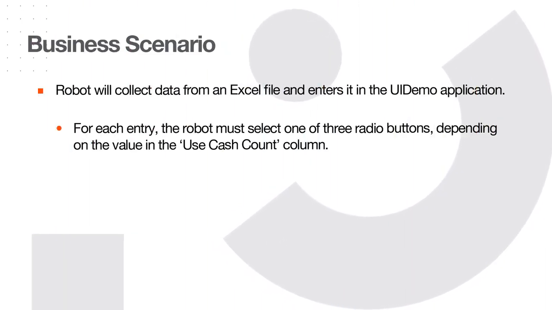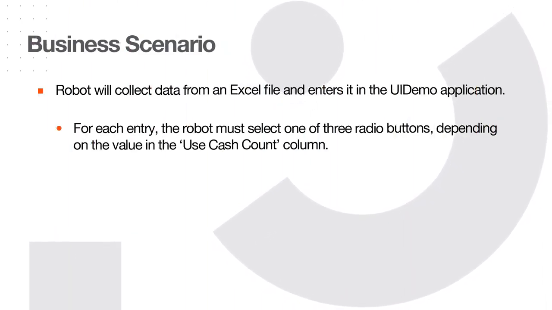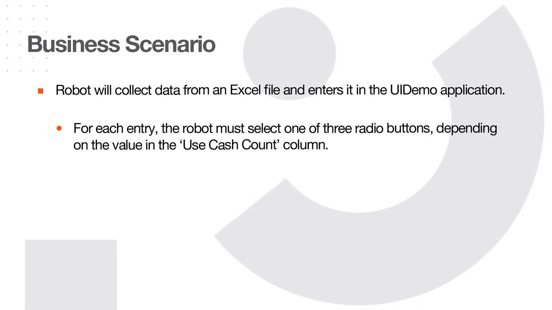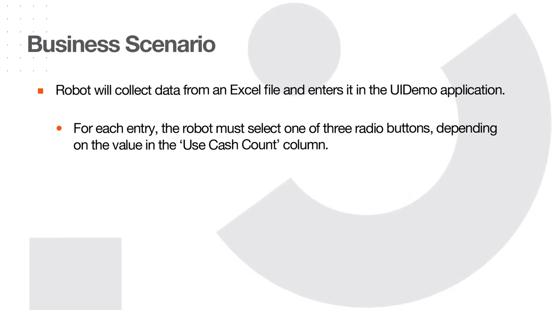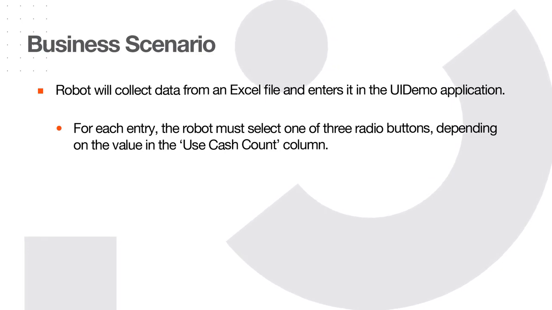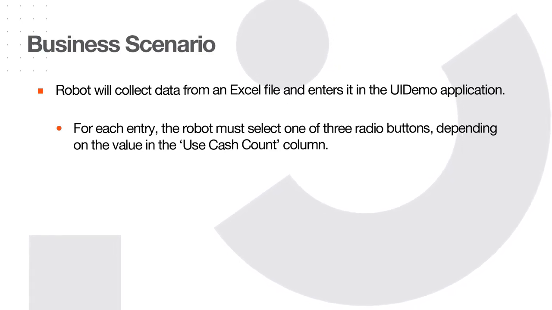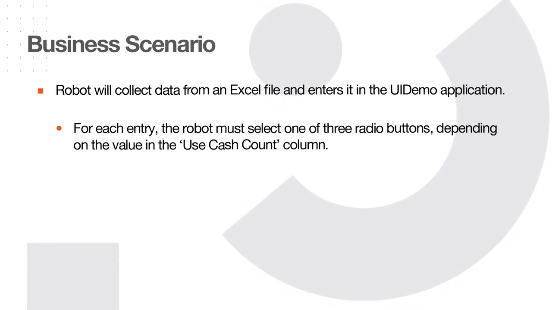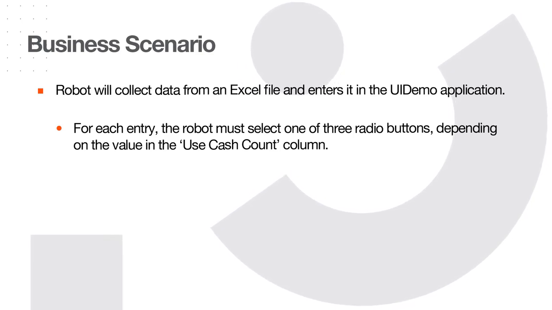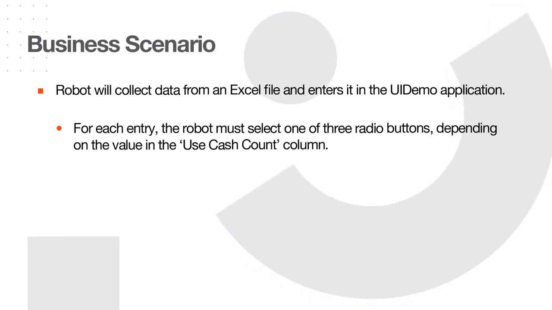For this demo, we'll consider a scenario where our robot will collect the data from an Excel file and then enter it in the UI demo application. For each entry, the robot must select one of the 3 radio buttons depending on the value in the Use Cache Count column.